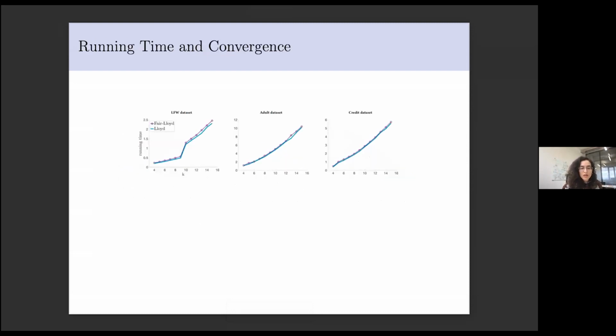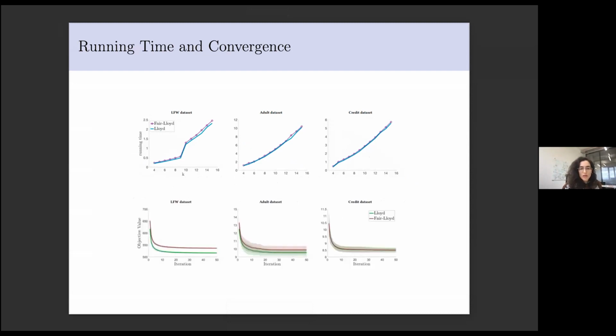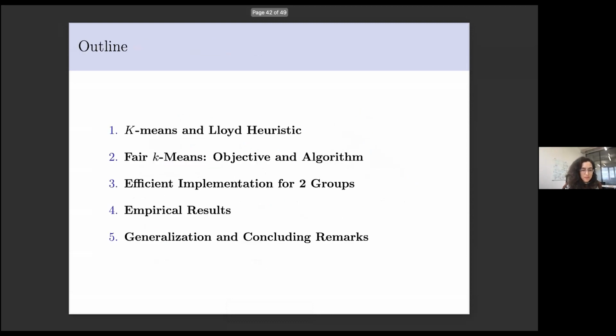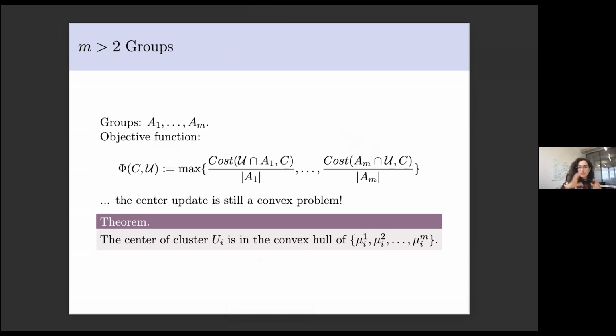So in terms of running time, we are doing only a bit worse compared to vanilla Lloyd. And also in terms of convergence, we are almost the same as vanilla Lloyd. Okay, I talked about our algorithm for two groups. The k-means objective could naturally be defined for k groups. You want to find a clustering such that you minimize the maximum average cost for m different demographic groups in your data.